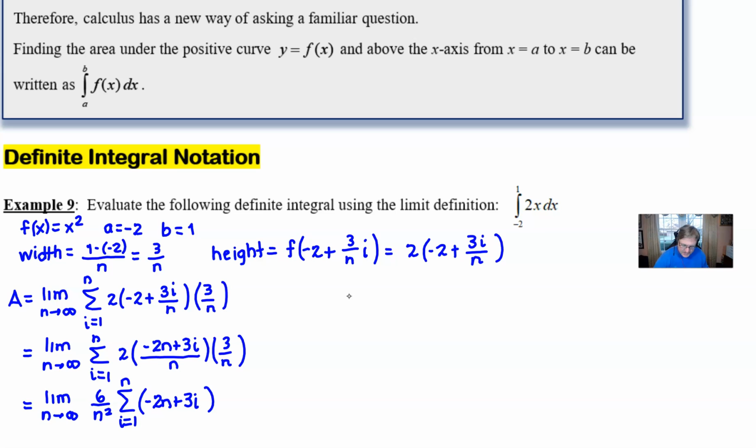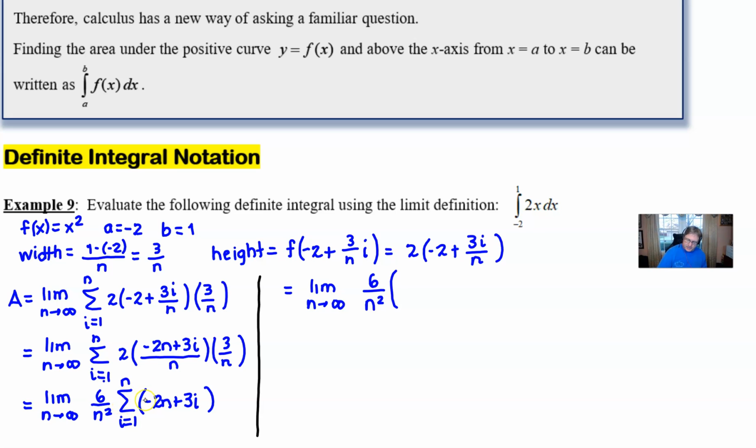All right, hopefully this is making sense. I'm going to go ahead and put a little line here, and I'm going to continue the work here in a right column. So what do we have? Well, our limit still is hanging around, and our 6 over n squared is hanging around, but now we can start to employ our summation properties and formulas.